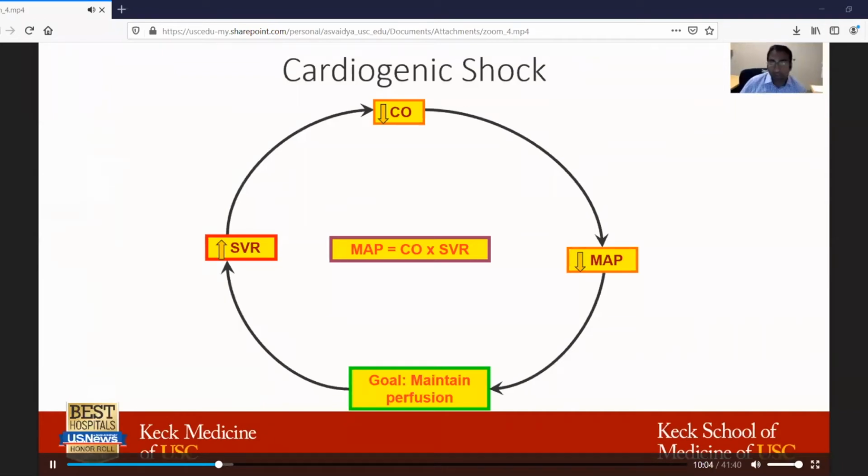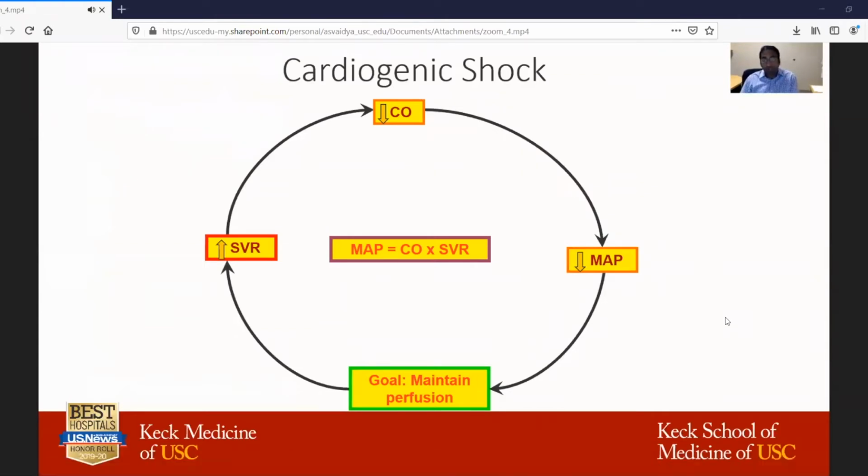So the important hemodynamic equation here to keep in mind is that your mean arterial pressure, which is your assessment of perfusion, is equivalent to your cardiac output times your systemic vascular resistance. So your body is built to regulate itself to maintain homeostasis. So at all costs, it wants to maintain perfusion, or mean arterial pressure. So as your heart, as you can see at the top, is suffering with a decreased cardiac output, that will lead to a reduction in your MAP.